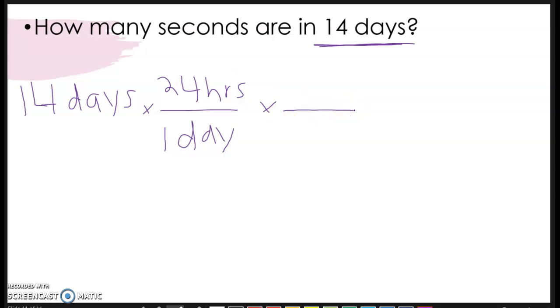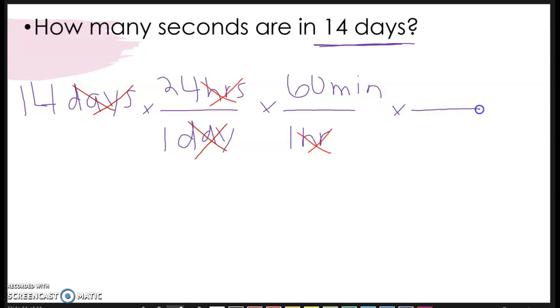Next. And day is gone. I've got hours. I want it to be in seconds. I do not know how many seconds are in an hour. Maybe you do. Congratulations if you do. But I do know that 1 hour has 60 minutes. So now my hour unit cancels. Hour, hour. And then I do know that 1 minute has 60 seconds. Boom.